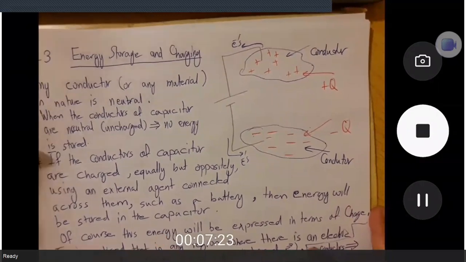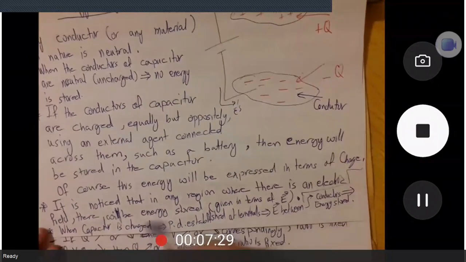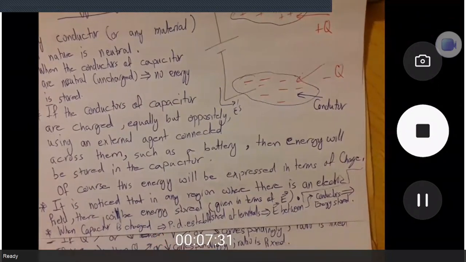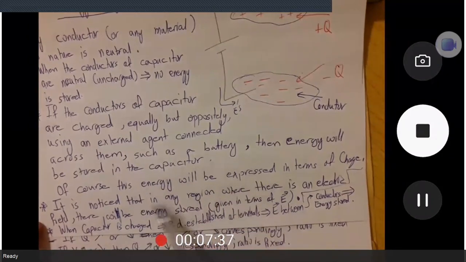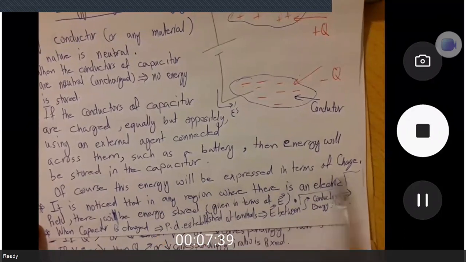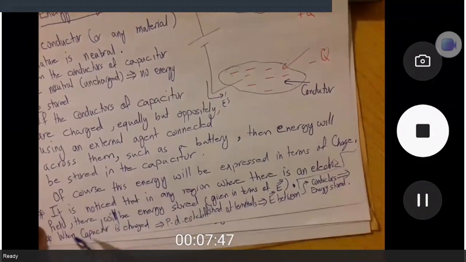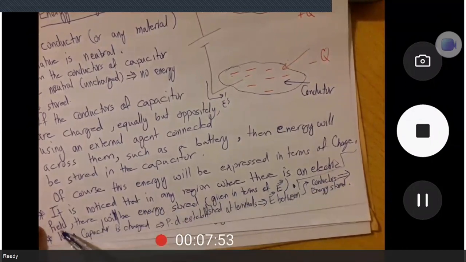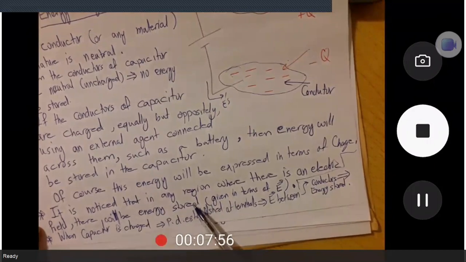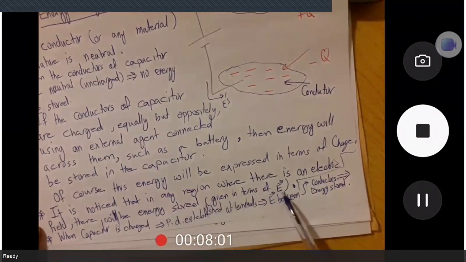And we will find an expression that relates the energy stored to Q. Here, after we said it's stored by a battery, of course the energy will be expressed in terms of the charge. We also need to keep in mind that since we are talking about electrostatic energy stored, it is noticed that in any region where there is an electric field, there will be energy stored. So there must be an expression that relates the energy stored to the electric field.